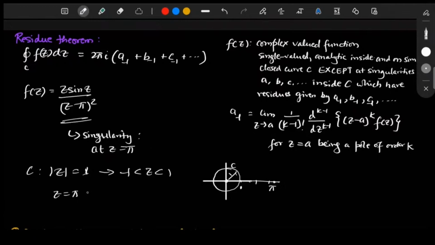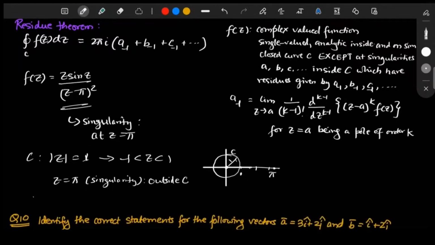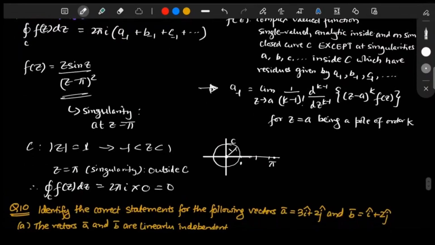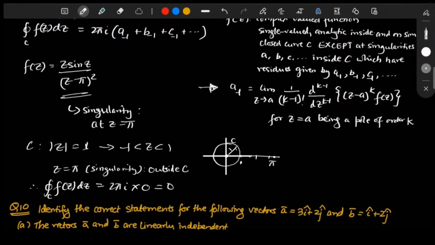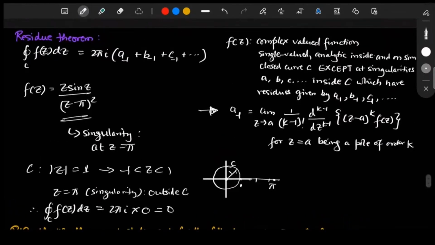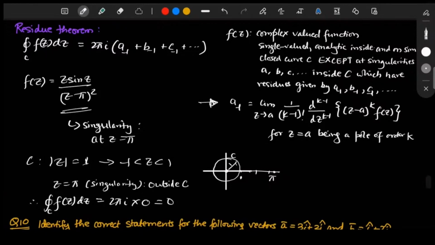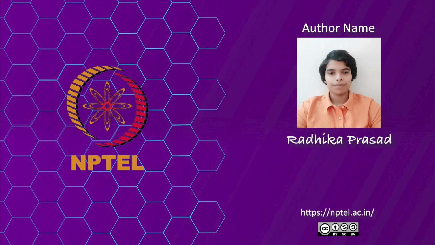So z = π, which is your singularity, is outside of your curve. It is outside of C. It is not within C. And therefore, your integral over the contour is simply 0. Had your singularity been inside the curve, you would have found it using this expression. But if your singularities lie outside the curve, then there is no point in calculating anything. The value of the integral would be 0, because the contribution to the integral comes only from the singular points.